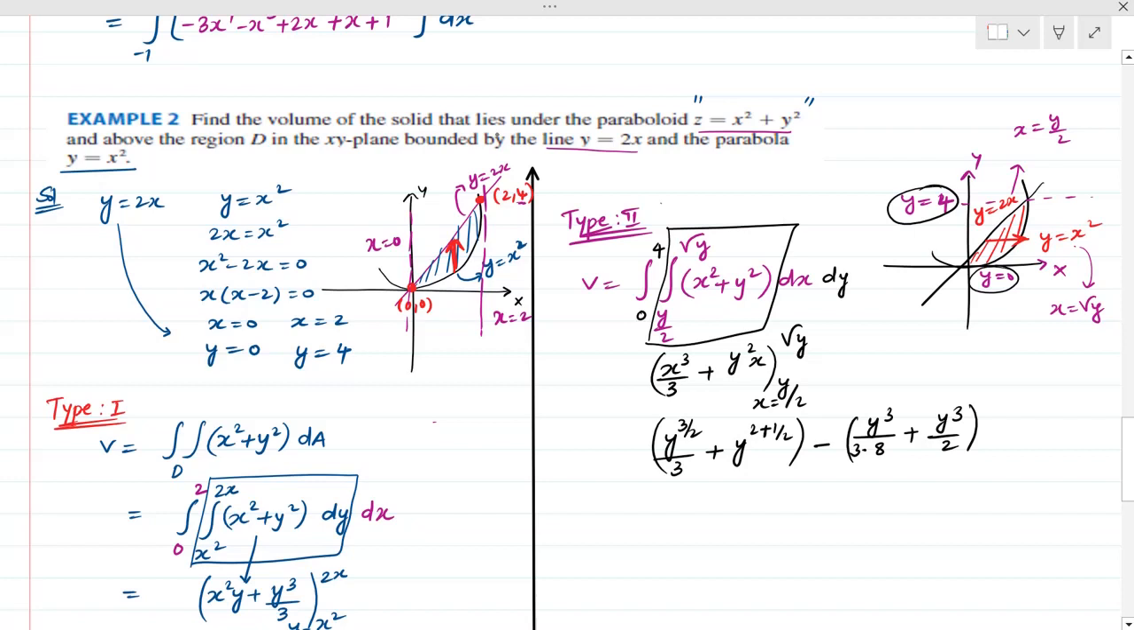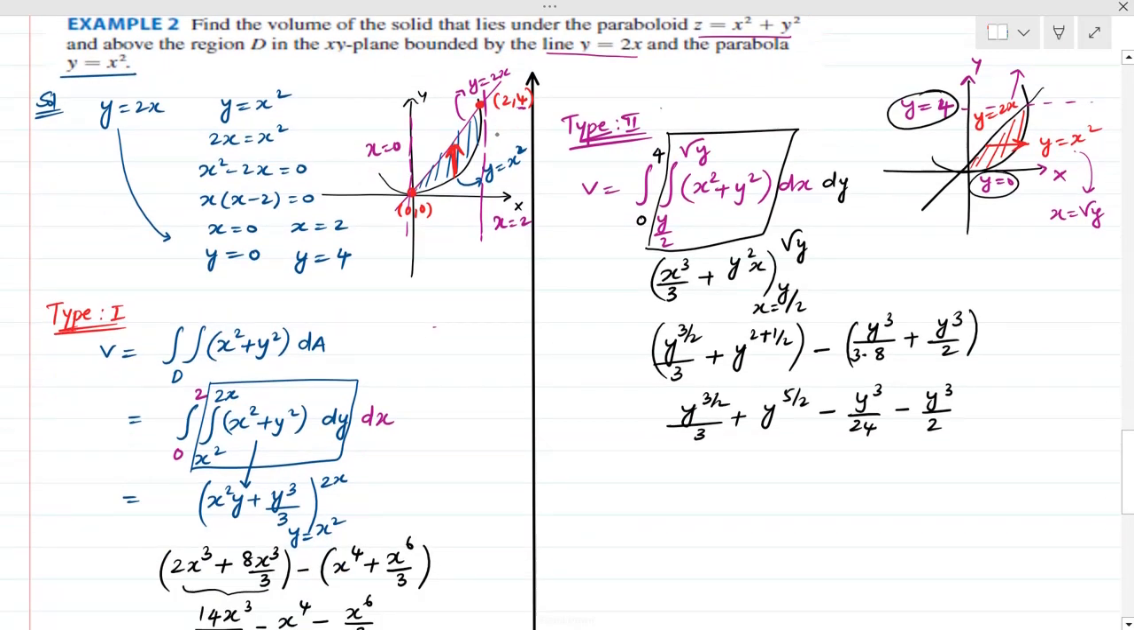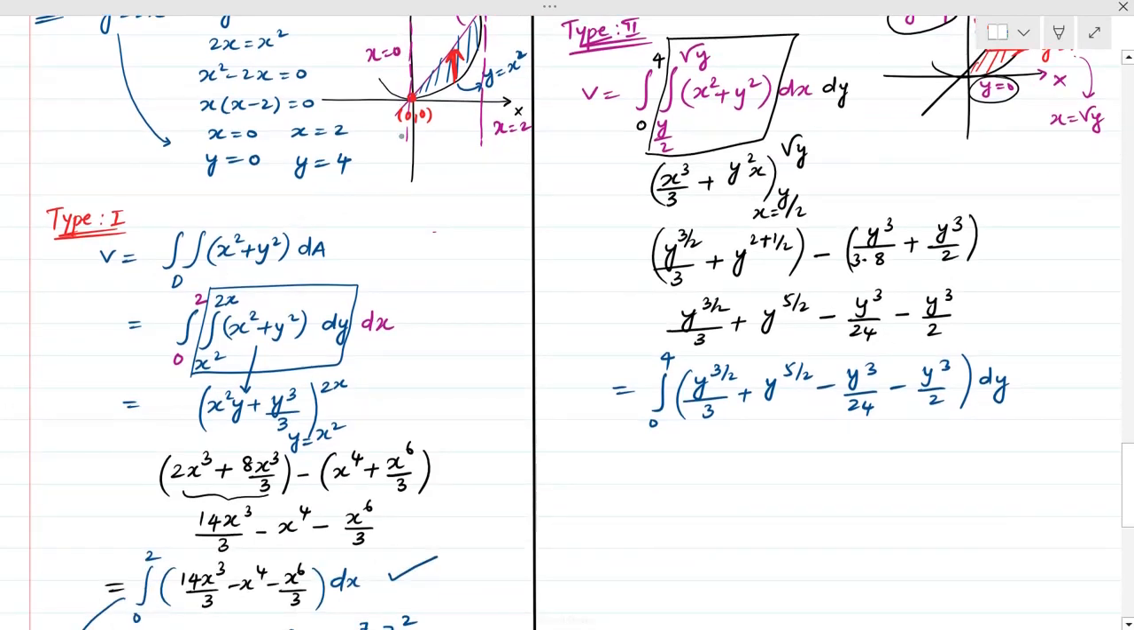Now after simplifying, what is this here? So this is y to the power 3 over 2 over 3 plus y to the power 5 over 2 minus y power 3 over 24 minus y power 3 over 12, 2. So you can simplify this one, or you can do it as it is. When I substitute here in the integral, so integral 0 to 4 of y to the power 3 over 2 over 3 plus y to the power 5 over 2 minus y to the power 3 over 24 minus y power 3 over 2 into dy. So the outer limit is dy. Now thereafter integrate and use the calculator directly.